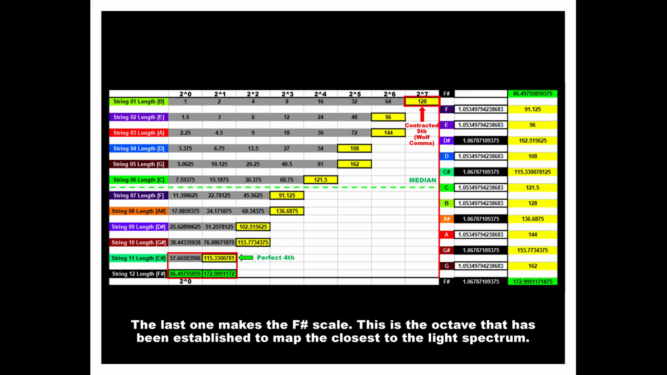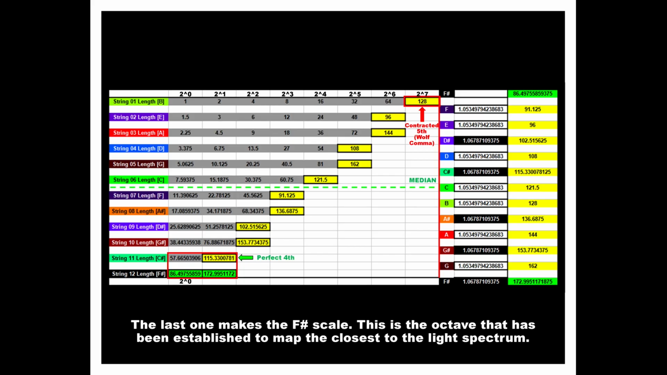In the video on Equal Temperament 12, we determined that the F sharp octave was the one that most closely corresponds to an octave of light. So here I tried to approximate the color of what that would be in the light spectrum using Excel's color palette.